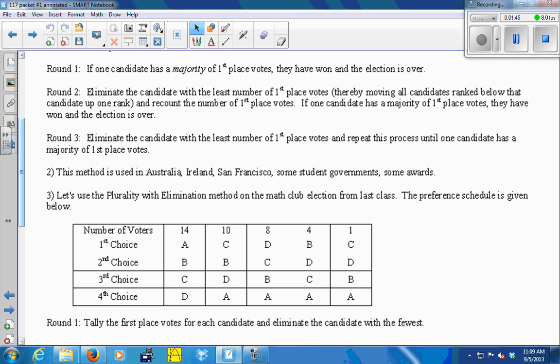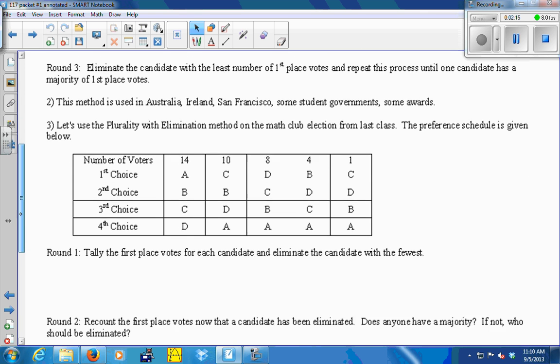That moves all candidates who were below that candidate up a spot in the preference schedule and on the preference ballots. And then we recount. We recount the first place votes, and if anybody has a majority, we're done. If not, we move on to round three, where we do it again. Eliminate the candidate with the fewest first place votes. That moves everybody up a spot, and we recount the first place votes. And we keep doing this until someone gets a majority.